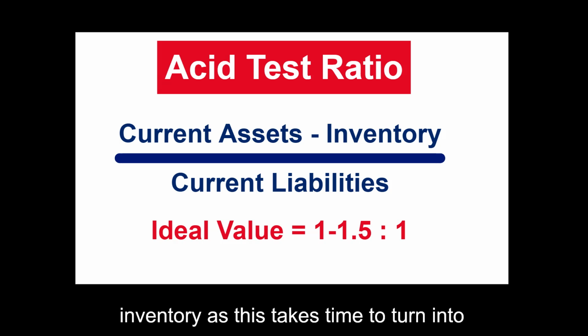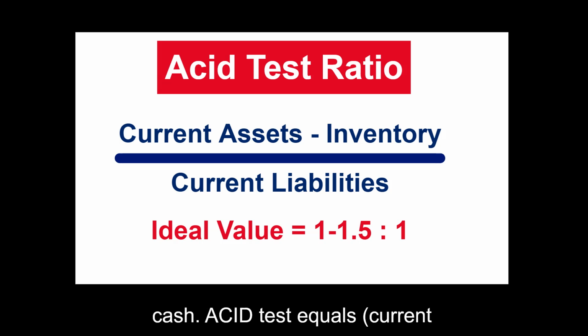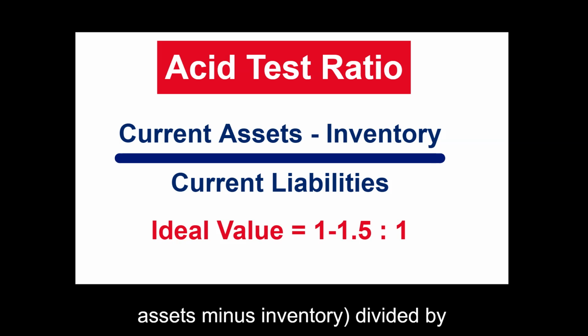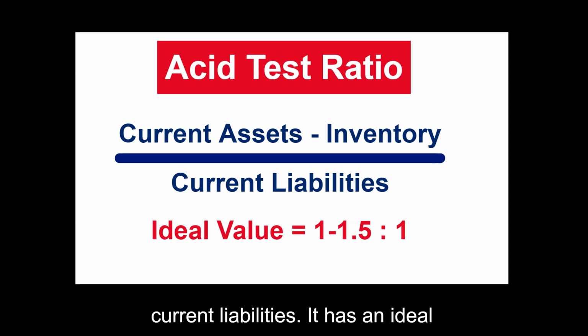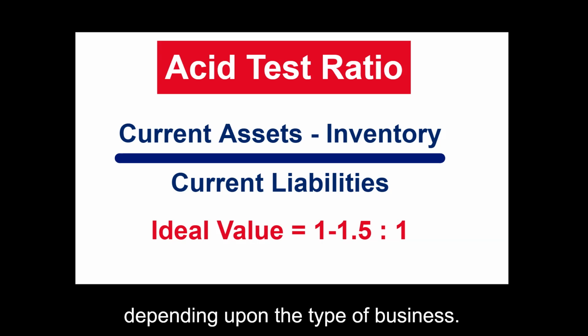It excludes inventory as this takes time to turn into cash. Acid test equals current assets minus inventory divided by current liabilities. It has an ideal value of between 1 to 1.5 to 1, depending upon the type of business.